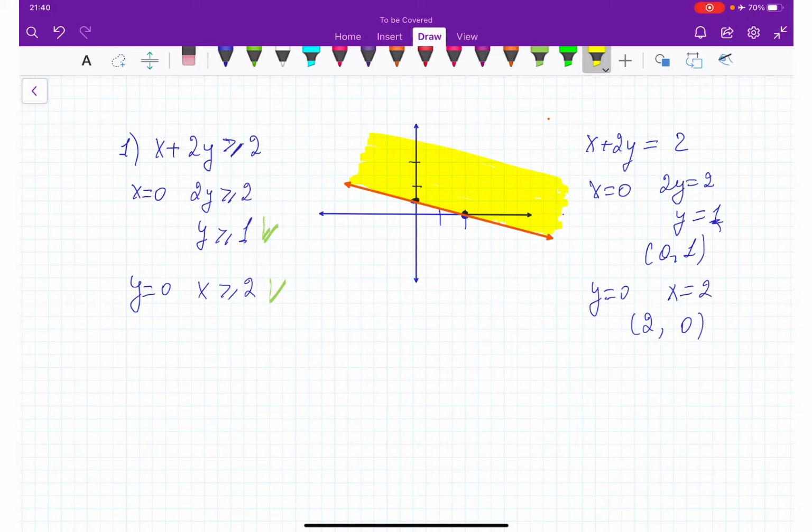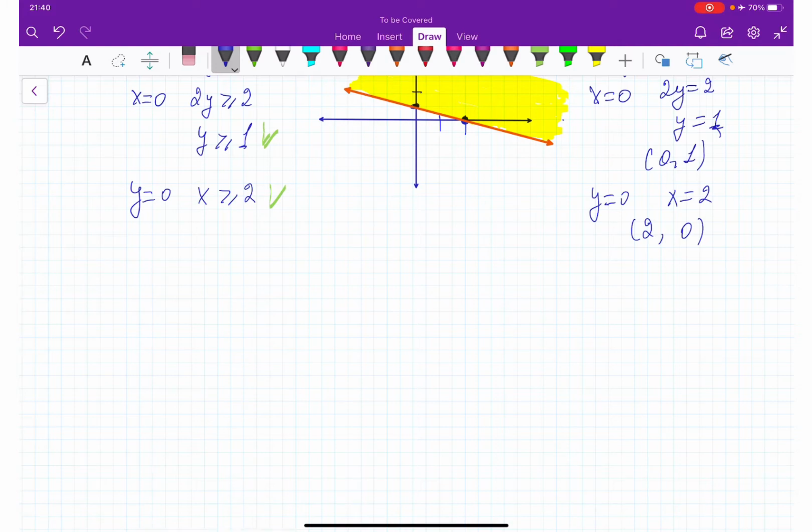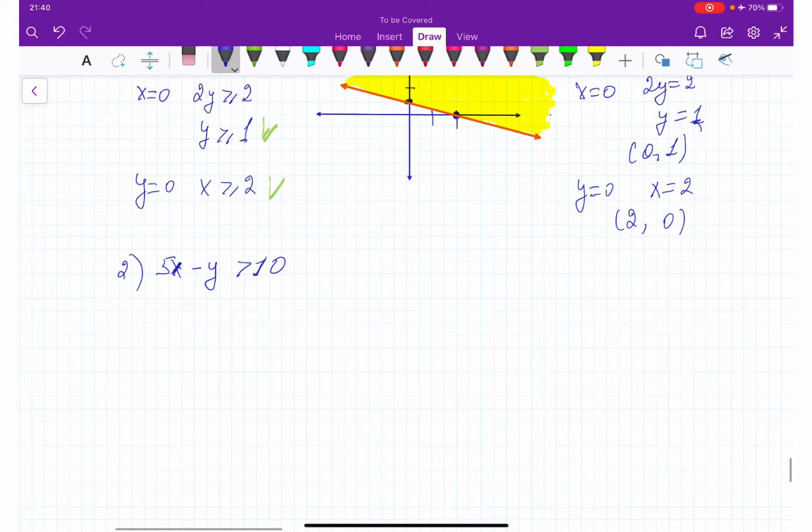Okay. Question number 2. Let's go to question number 2. What do we have? 5x minus y is greater than 10. Okay, I have 5, 10, and 1, so I can use intercept, right?